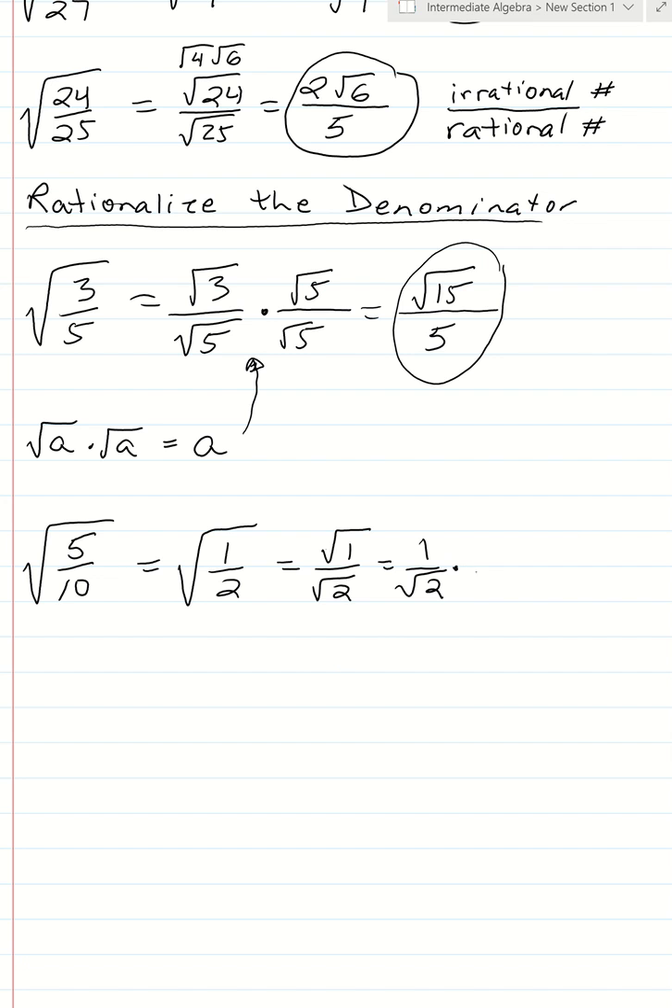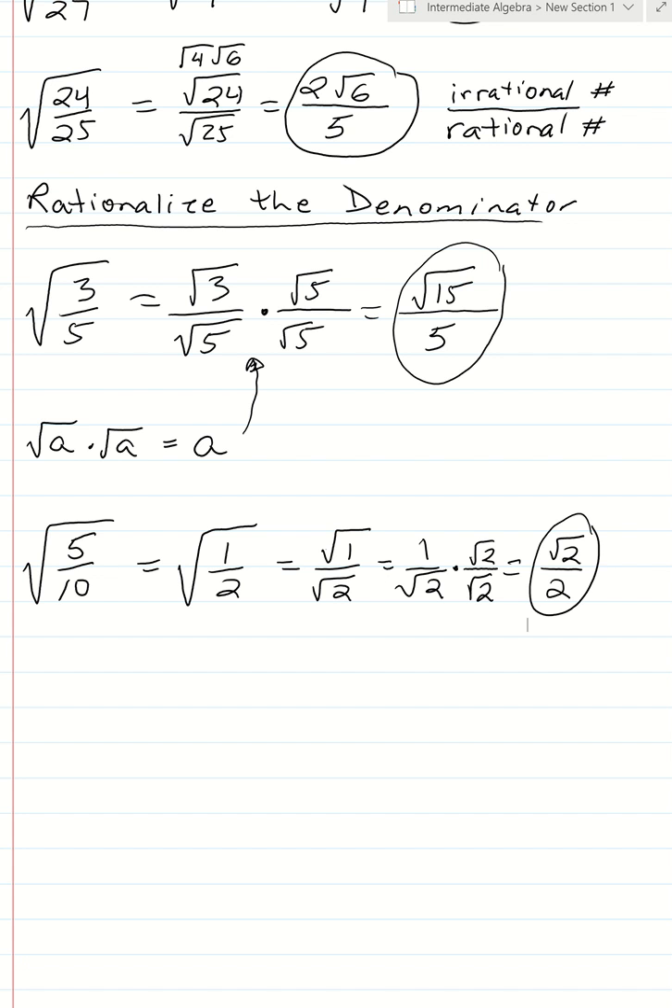So I'm going to have to multiply once again by a special form of the number 1. The form of 1 that we're going to use here is the square root of 2 over the square root of 2. Because once again, we know that any number divided by itself is the number 1. When we perform the multiplication, 1 times the square root of 2 is simply the square root of 2. And when we multiply the square root of 2 times the square root of 2, once again using this property, we simply get the rational number 2.